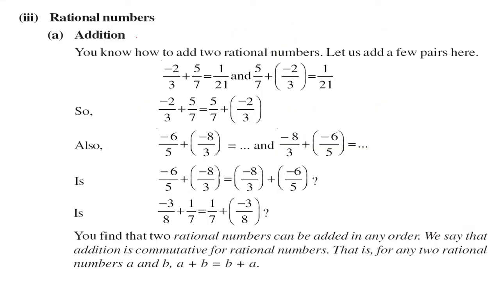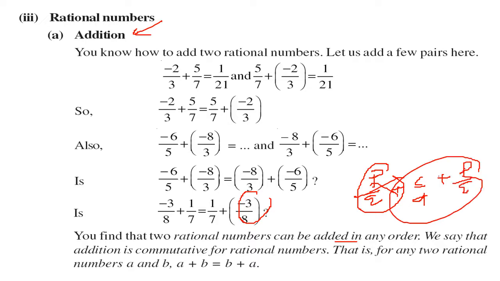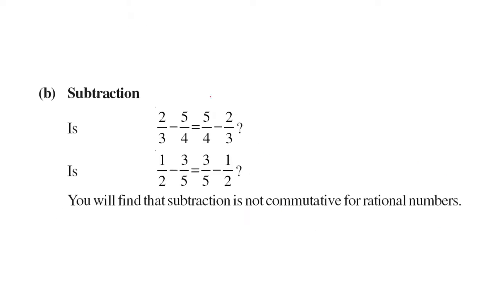Rational numbers. When we add two rational numbers, that is, numbers of the form p by q, you see that the result will always be a rational number. Two rational numbers can be added in any order. So if you add p by q with c by d, or you add c by d with p by q, you are going to get the same result. So a plus b is equal to b plus a, where a and b are both rational numbers.